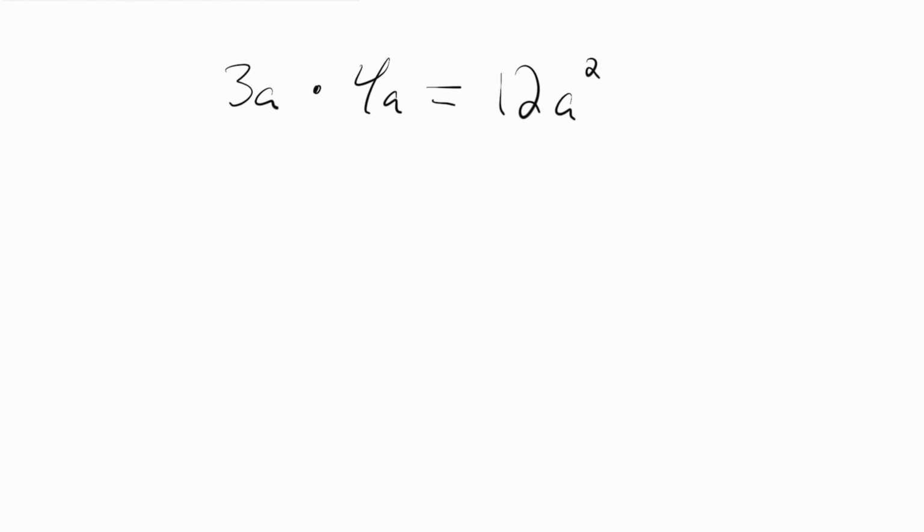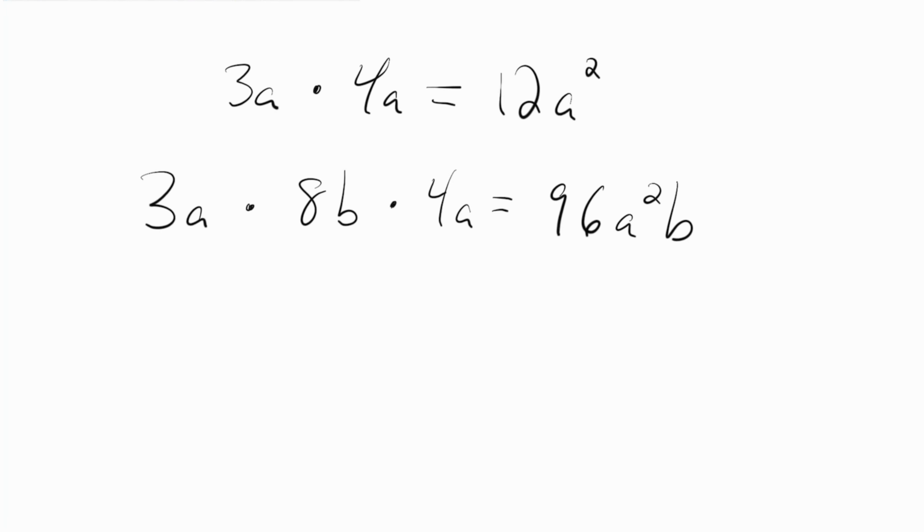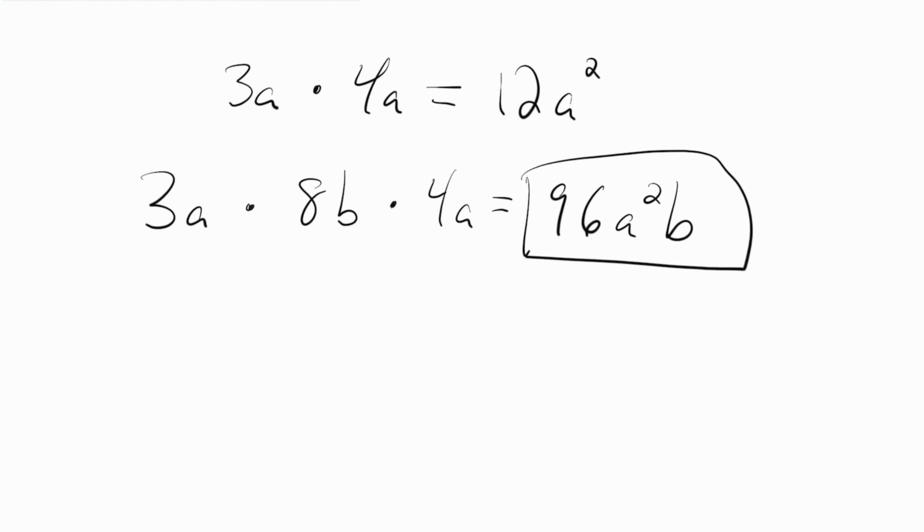And if we had something much bigger than that, like let's say we had 3A times 8B times 4A, it's still just all going to squish together into one big molecule. 3 times 8 times 4, we're multiplying all of them together, getting us 96. A times A is A squared, and then we have a B, and they're all just squished together in a big blob. 96 A squared B. So whenever you come across a multiplication division problem, just think of that M and how it means molecule.